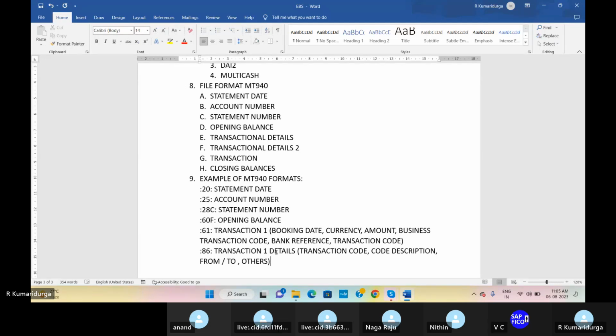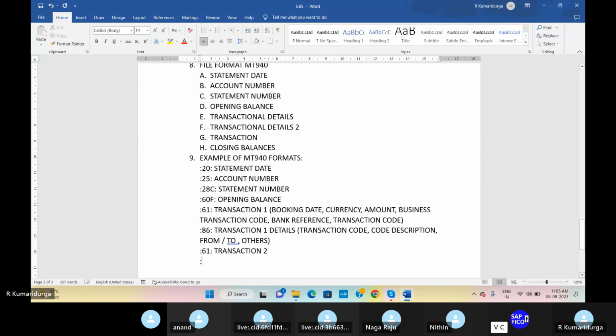Then next one, colon 61 colon, again, this is transaction 2. Then same thing, colon 86 colon is transaction 2 details. Again, colon 61 colon, transactions of number of details.